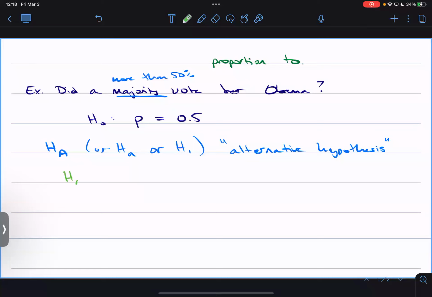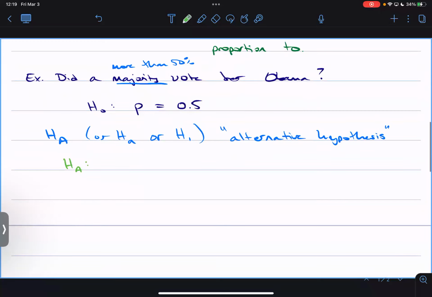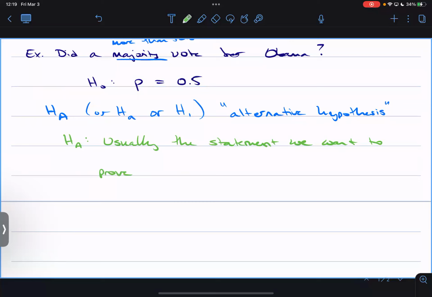So HA is again a statement, and it's usually the statement that we're trying to prove or disprove. It's usually the statement we want to prove, or sometimes disprove.